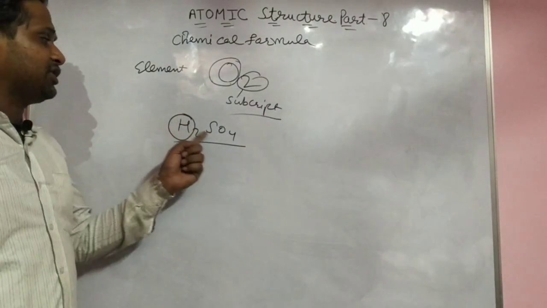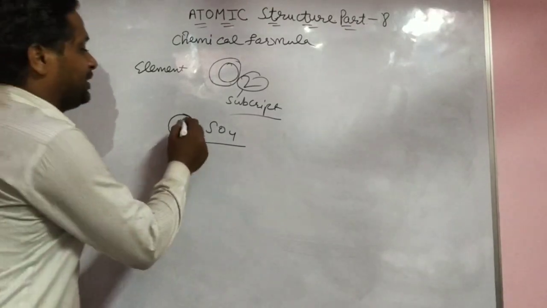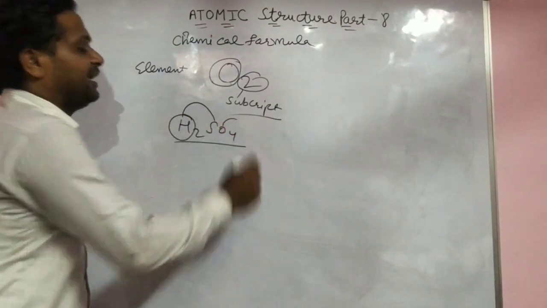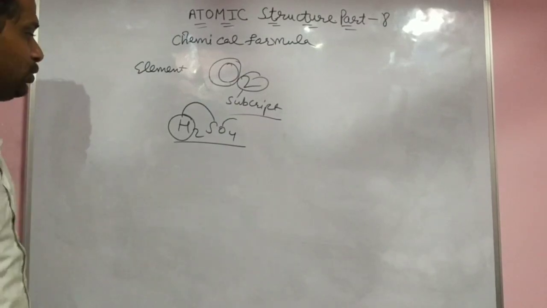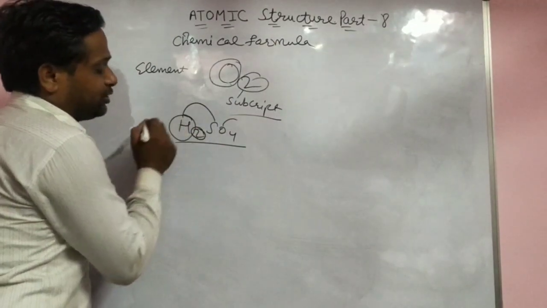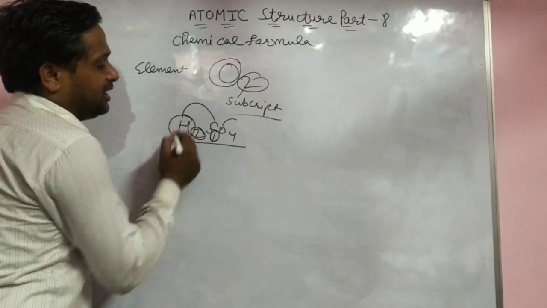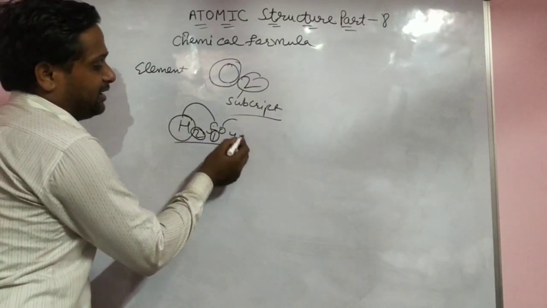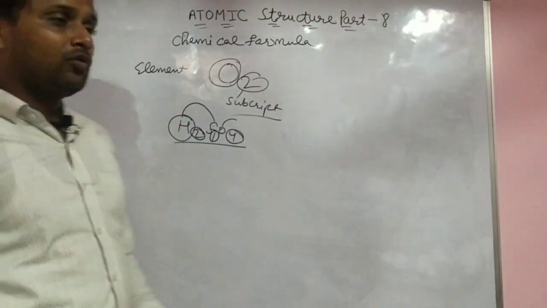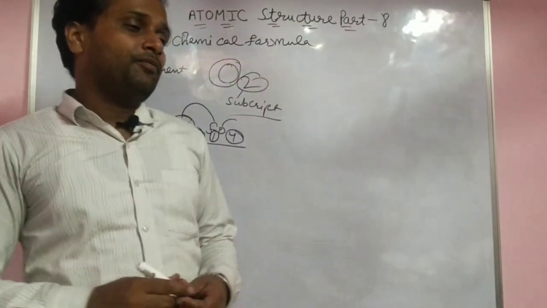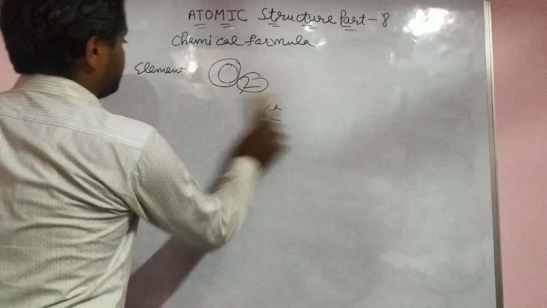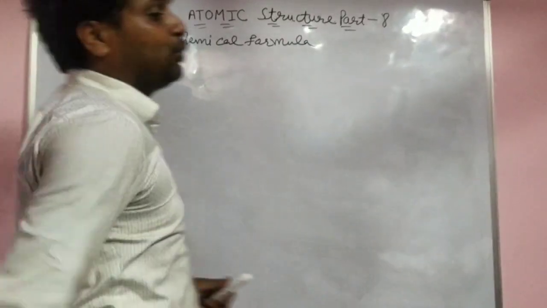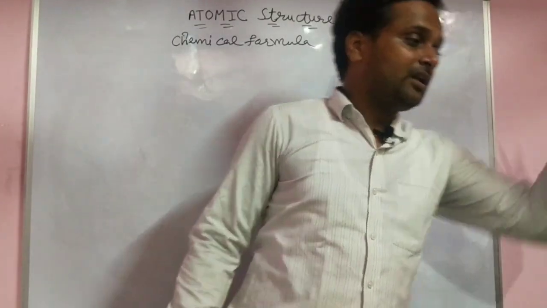It tells which elements are present: hydrogen, sulfur and oxygen. 3 elements are there in this compound. And how much hydrogen is there? 2. The subscript tells how many atoms are present. Sulfur 1, oxygen 4. Now, how will you form the chemical formula? We discuss it using monatomic and polyatomic ions.